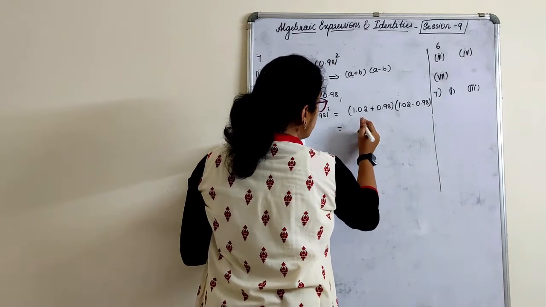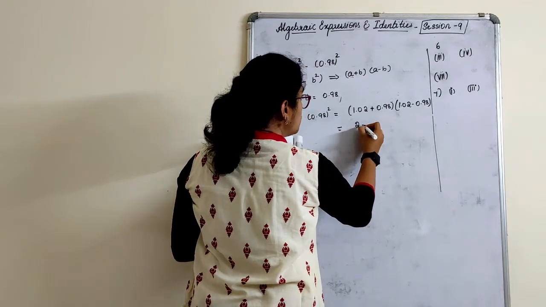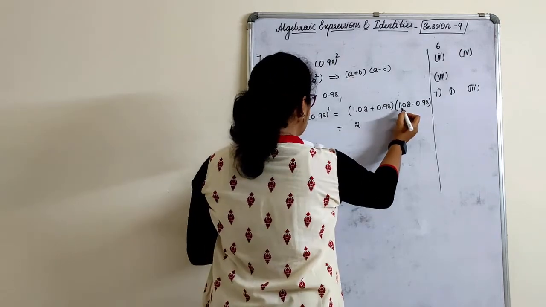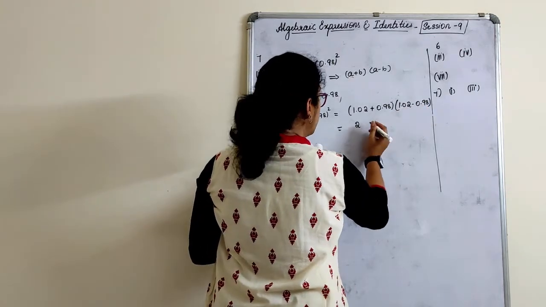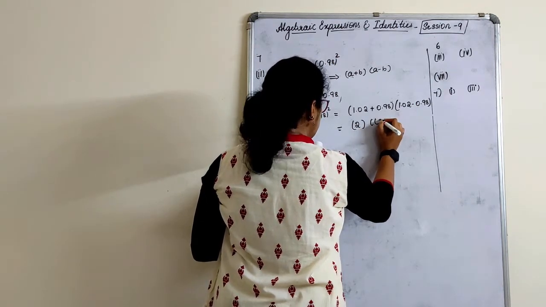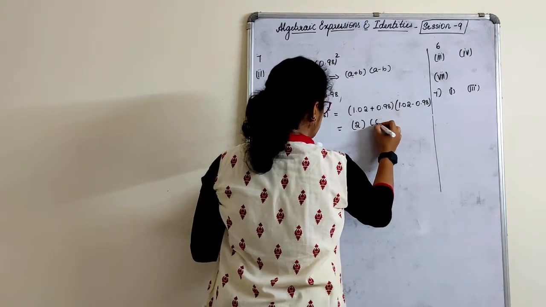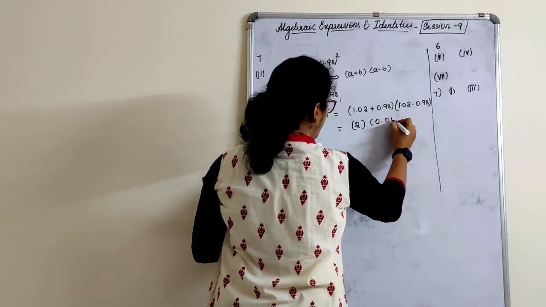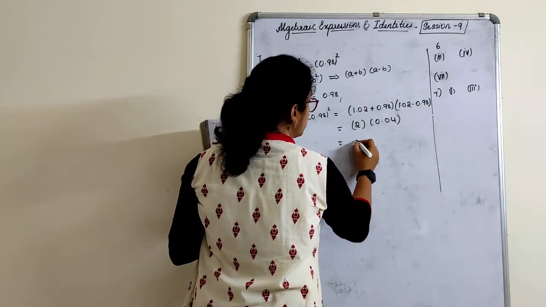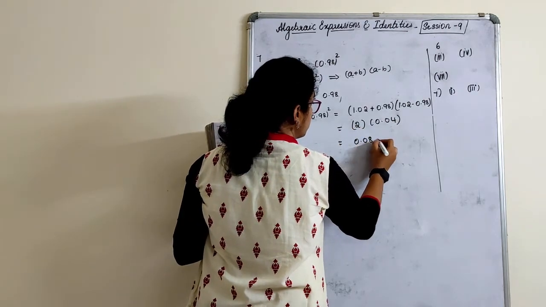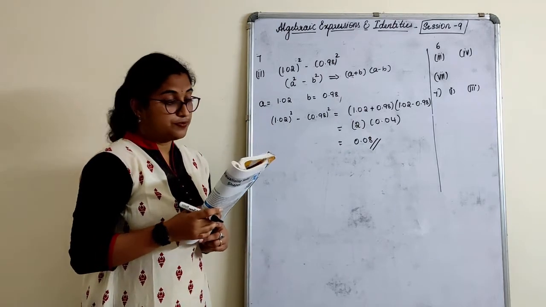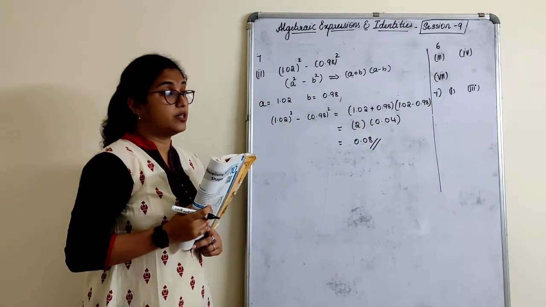1.02 plus 0.98, you actually get 2.00. 2 I'll consider when you add that, and 1.02 minus 0.98, you will get it as 0.04 when you subtract this. Now multiply. 4 2s are 8. This is the answer. Very clear? How did you get this? 0.08.